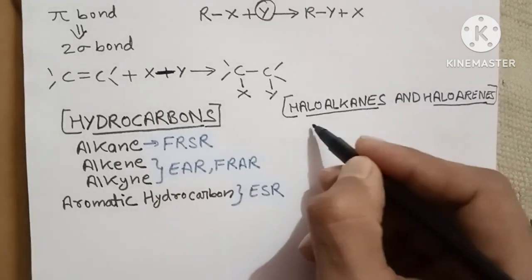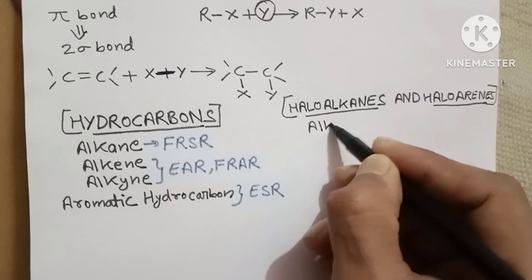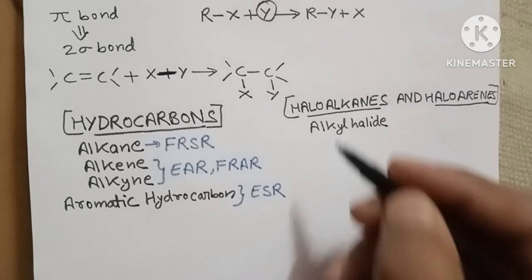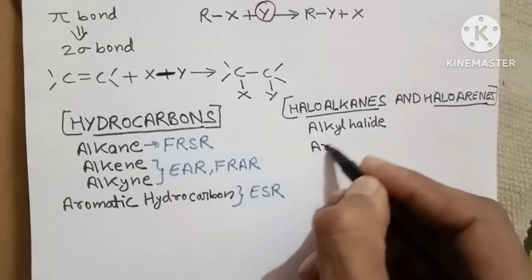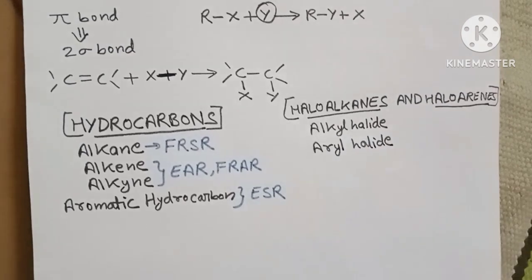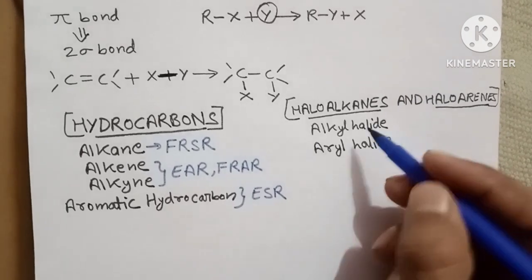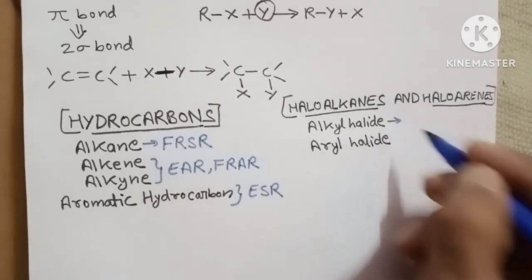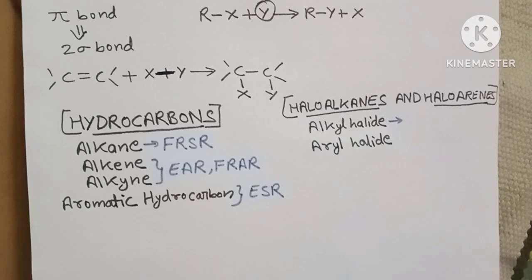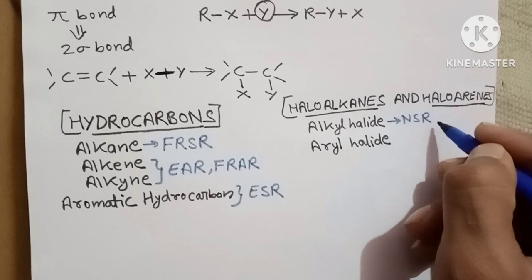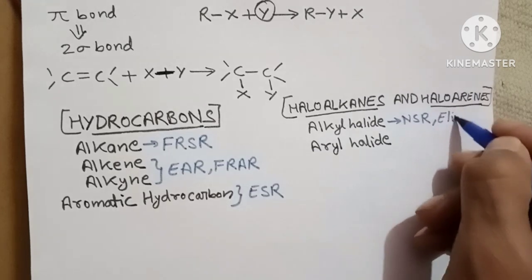So these are alkyl halide, and there is aryl halide. So we have two things to see here. There is alkyl halide and aryl halide. So we have to see in what mechanism they will proceed further. So alkyl halide will go through the mechanism of NSR and elimination.